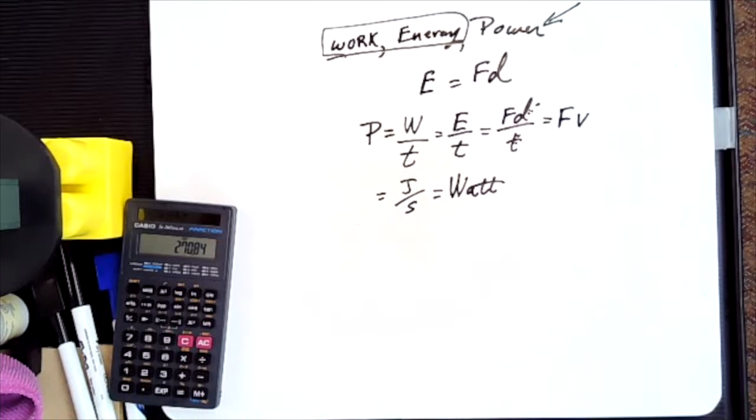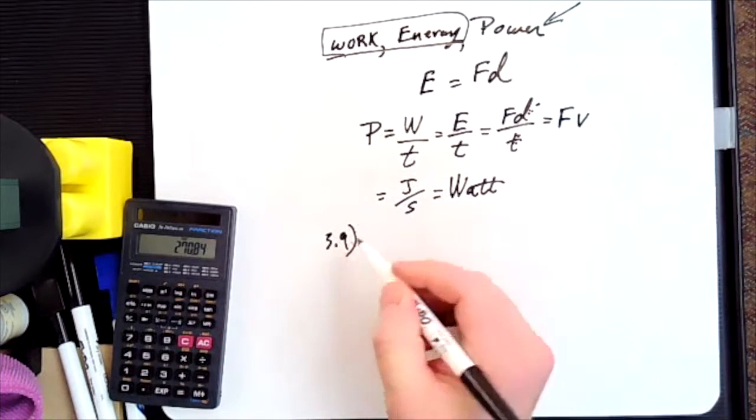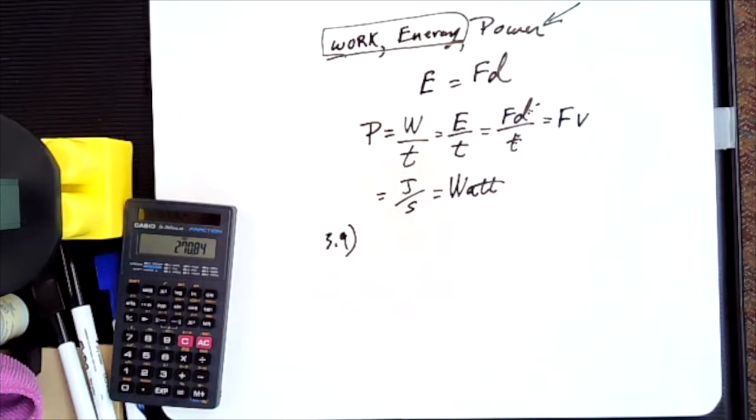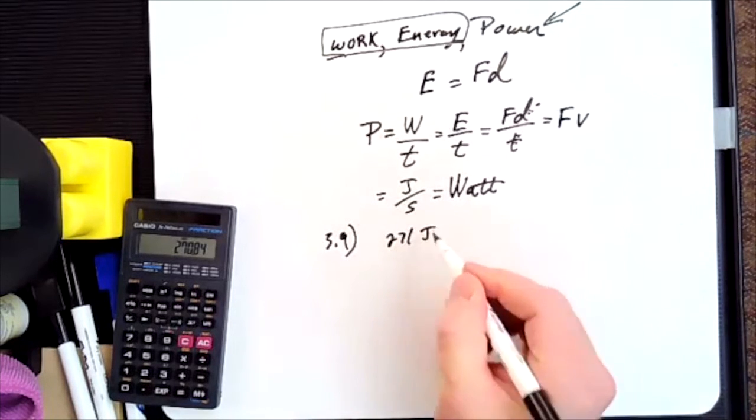You've got a 25 watt light bulb, that means that's how much power it's drawing, 25 watts. Okay, so 3.9 says how much power was used in problem 3.8. So if you go back, 3.9 refers back to 3.8. Now how much energy did we use or work did we have in 3.8? What was our answer? 271 joules, right?